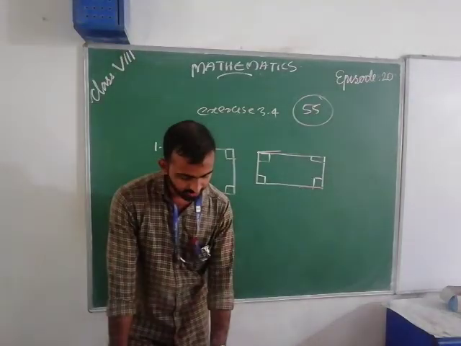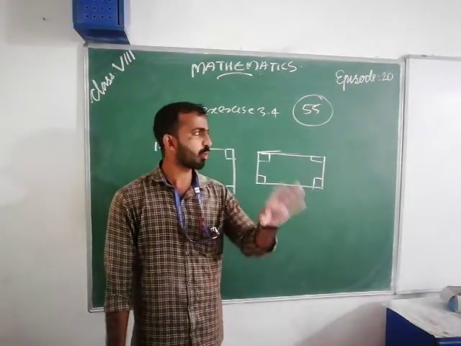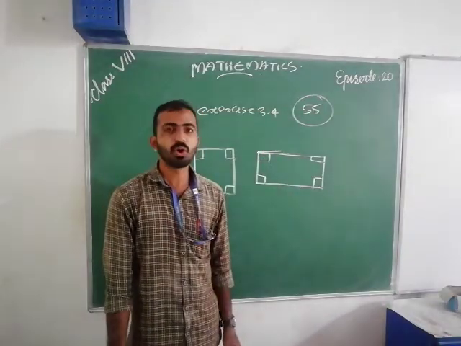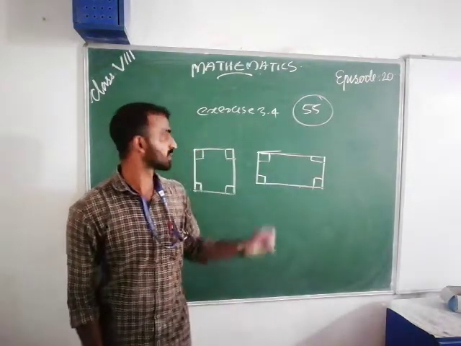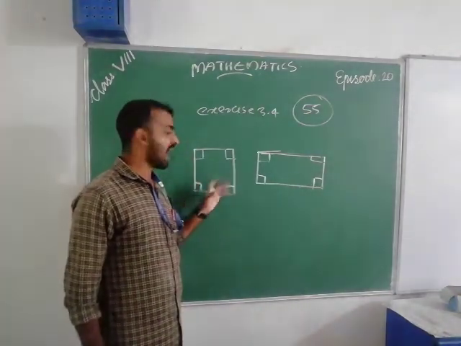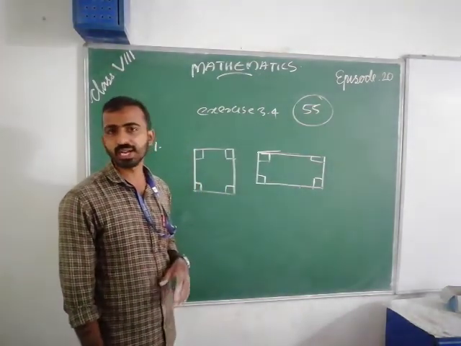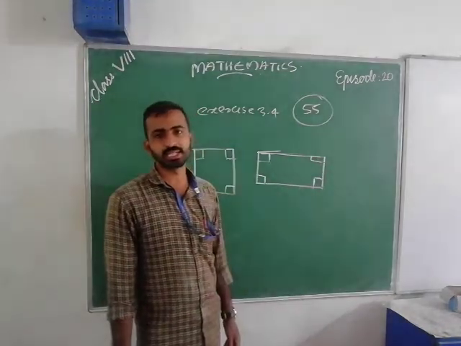Next, B part: four right angles. We want only four right angles. First one is square. All angles are 90 degrees, right angles. In a rectangle also there are 90 degree angles.